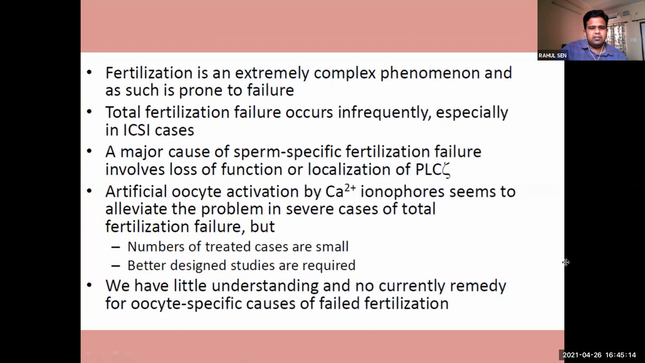To summarize, fertilization is an extremely complex phenomenon. Total fertilization failure can occur frequently, or it can be a total loss of the cycle. A major cause can be due to the sperm, the oocyte, or the technique. We have very little understanding of the process, and there is no current remedy for oocyte specific causes of failed fertilization.